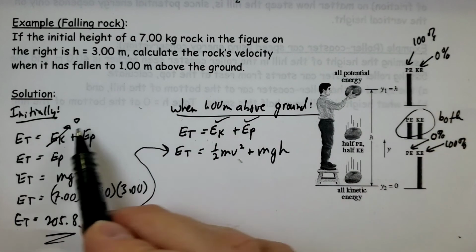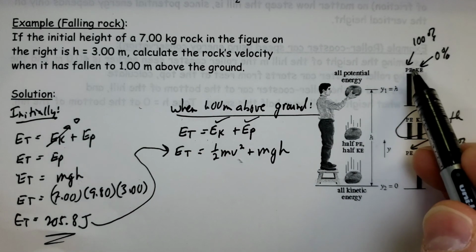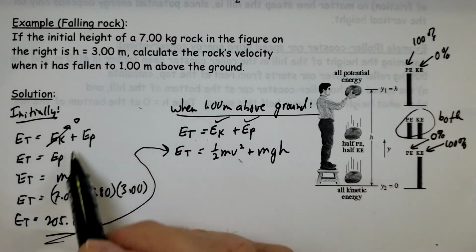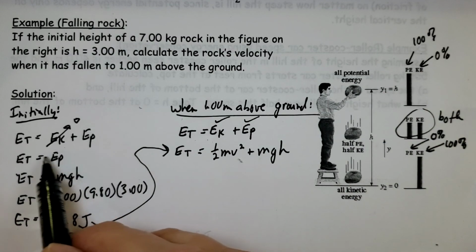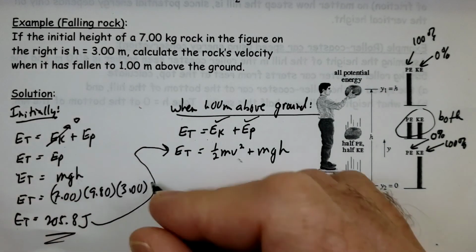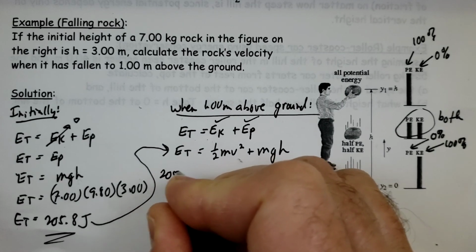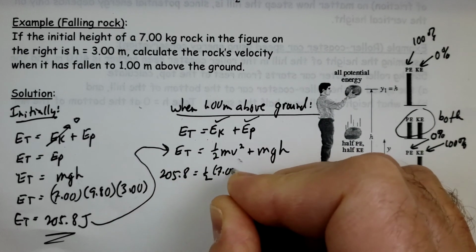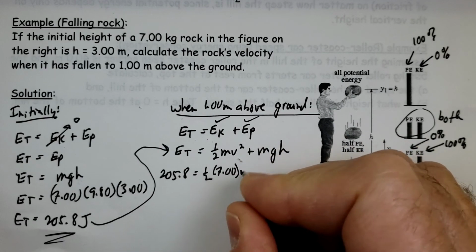So at the start, the reason why it was all EP is because at the start, it's held above the ground. It's not moving, so all the energy is potential. So all the total energy can be calculated by figuring out the potential energy at the start. So 205.8 equals 1/2 times the mass, and we're looking for v squared.